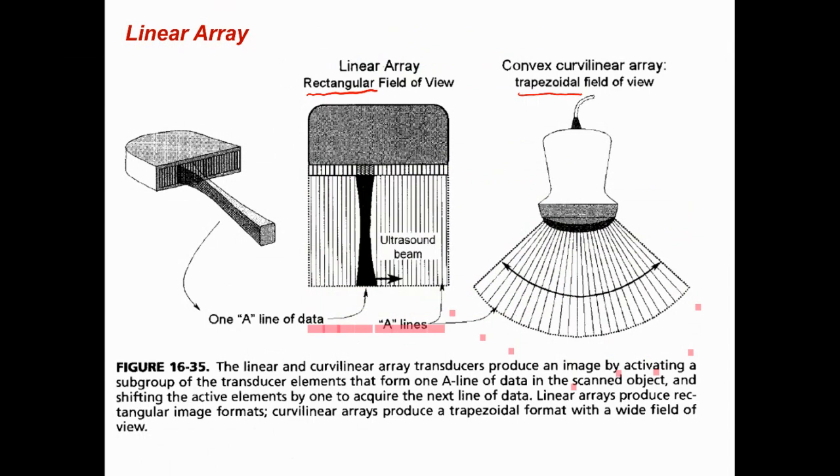They produce an image by activating a subgroup of the transducer elements. So in the animation I was showing here, it looked like I was firing about 4 of them at a time. A subset of those will fire. That forms one A line. Then you shift the active elements over to acquire the next line of data. But you're firing and listening on a subset. And then you can walk the beam all the way across. Does anyone have any questions on that at all?